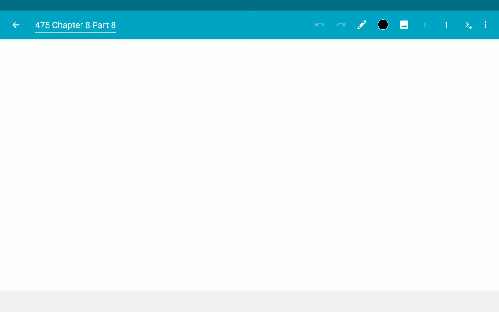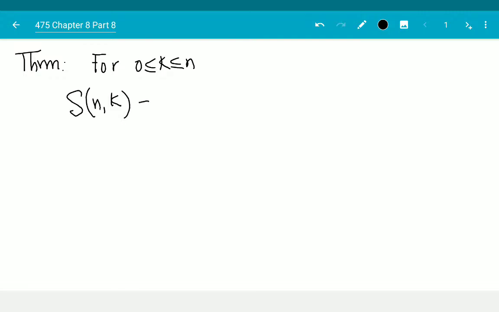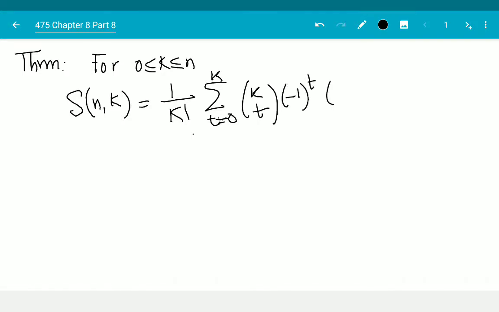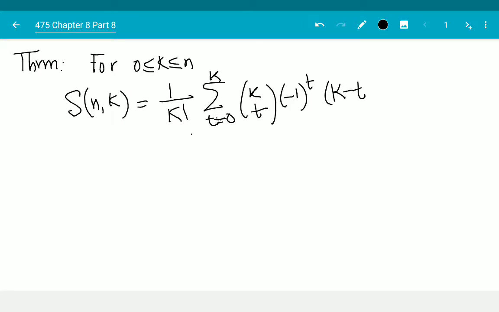Now that we have defined Stirling numbers and found a recurrence relation for them, let us try to find a closed form for the Stirling numbers. Theorem: for 0 ≤ k ≤ n, S(n,k), the Stirling number of the second kind, is 1 over k factorial times the summation t = 0 to k of (k choose t), (-1)^t, (k - t)^n. Okay? Proof?